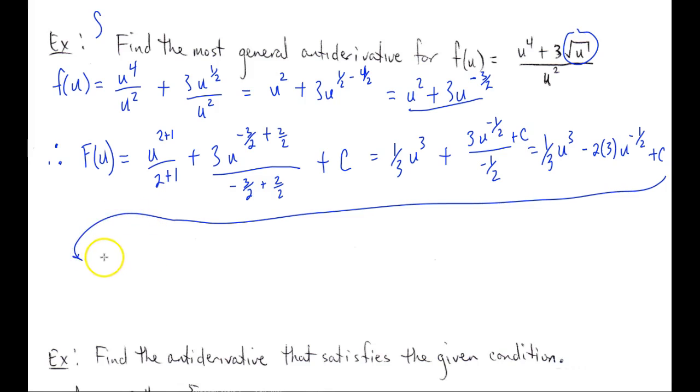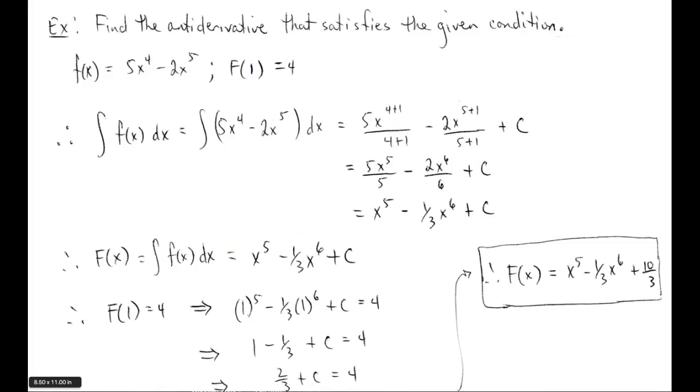And now to finish up, we just have u divided by 3, or 1/3 u cubed, minus 6u raised to the negative 1/2 plus c. And I'm going to finish up by putting everything back in root form. So that would be 1/3 u cubed minus 6 divided by square root of u plus c. And this would be the most general antiderivative for this. All right, so let's move on to our next example.